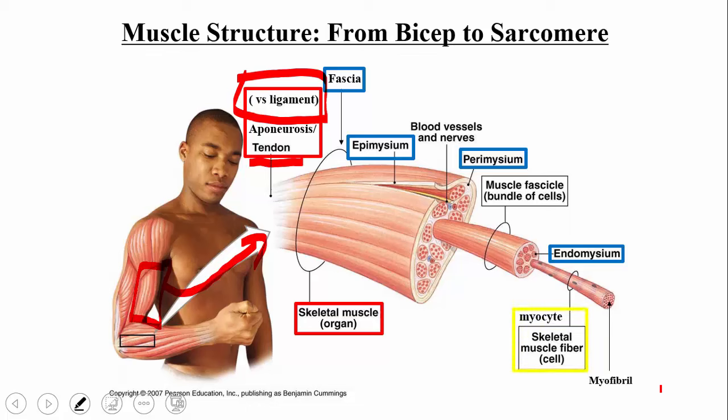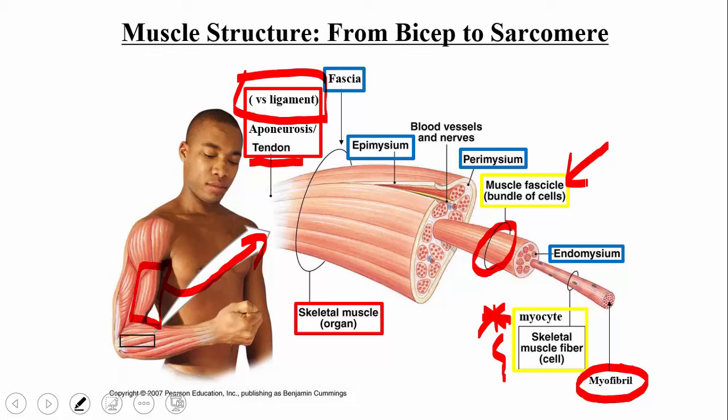If we keep moving in and extend this diagram all the way out, we see something called a myocyte. I want to emphasize that if we say this is a skeletal muscle fiber or cell, this is what we're talking about. So myocytes are skeletal muscle cells, and within them we see a bunch of myofibrils right down here. If we back up a second, up here we see this big circular structure. We call this a fascicle, and this is a bundle of cells put together.